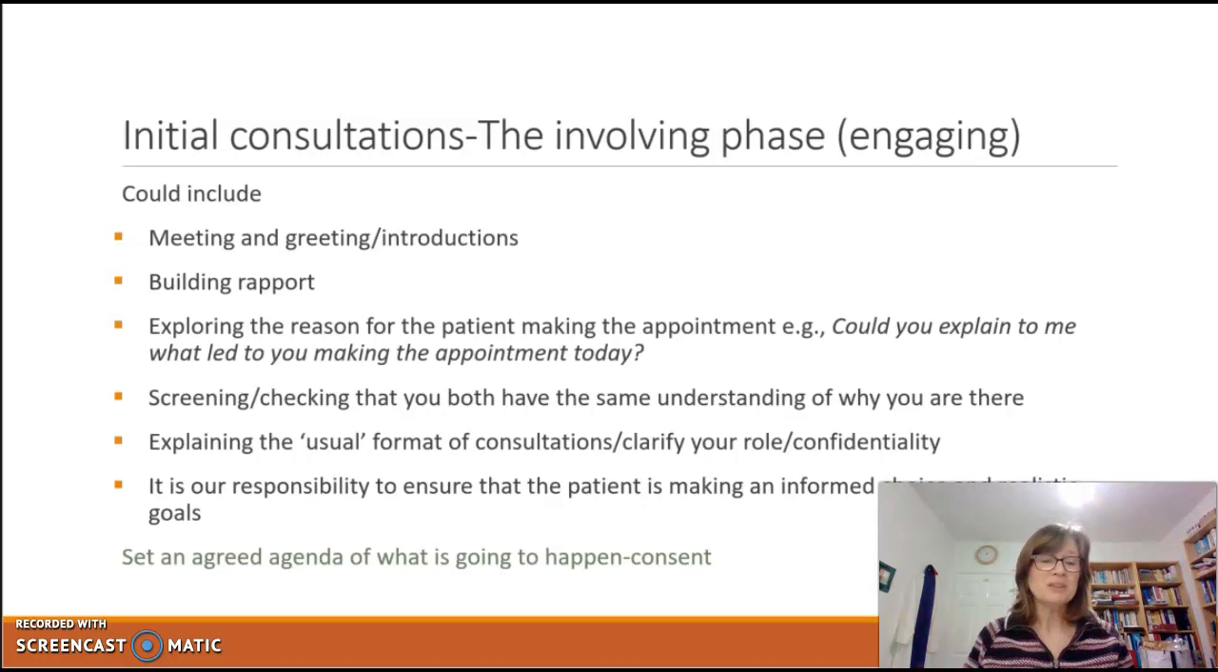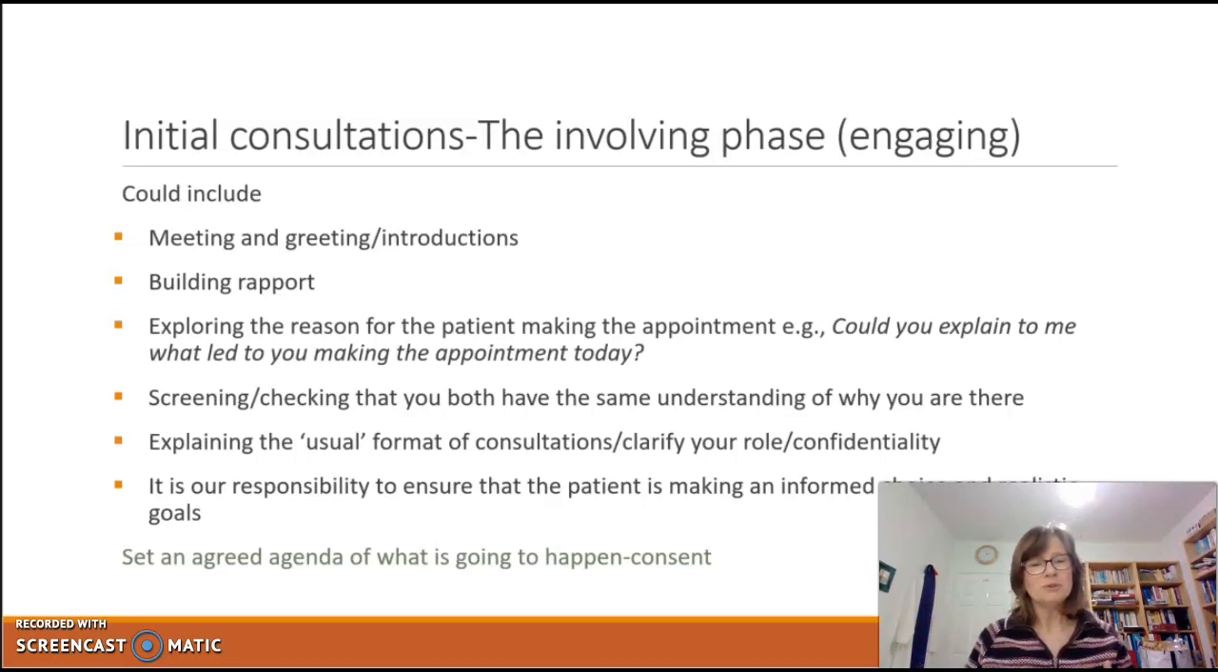I would encourage you to explain the usual format of a consultation, and that might include clarifying what your role is. Don't assume people know what dietitians are and what they do. Many people do not. Also, people might want a little bit of explanation about confidentiality. Who's going to know about what they talk about? Where is that information going to be shared or not shared? And I think that's quite important to a lot of people.